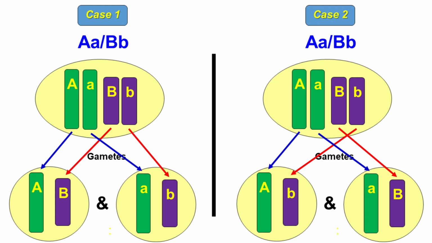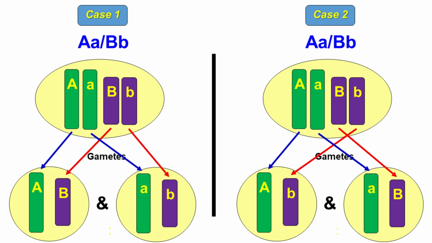First, we focus on independent genes and how they produce gametes with equal probabilities. Here we have a dihybrid individual. The slash indicates that gene A is on one chromosome and gene B is on another. These two cases illustrate how independent assortment ensures that all possible gamete combinations are produced in equal proportions.